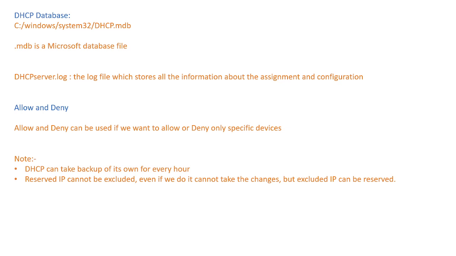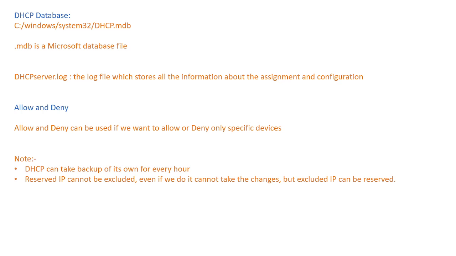And one more statement: reserved IP cannot be excluded. Means you already have an IP address and you have reserved it, you cannot exclude that. But an excluded IP can be reserved. I told you, no? Say for example, 1.11 to 1.254 you have given for the range. You can reserve that IP address. Whatever IP address is excluded, you can reserve that. But reserved IP cannot be excluded, means whatever IP address you already reserved, you cannot exclude. I will show you that whenever I create the lab.